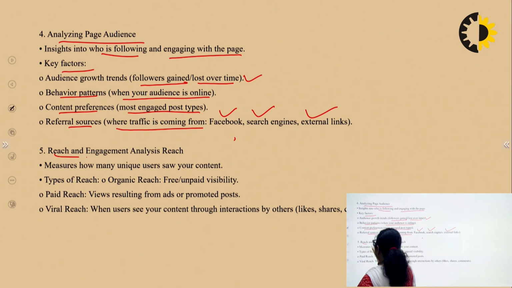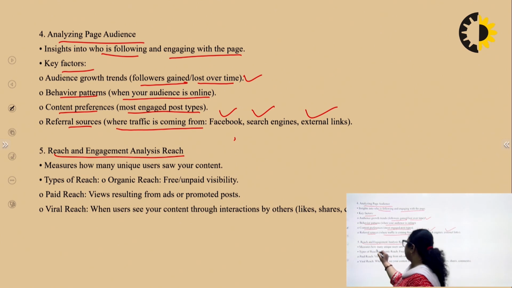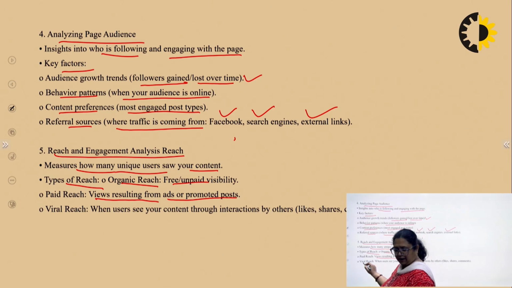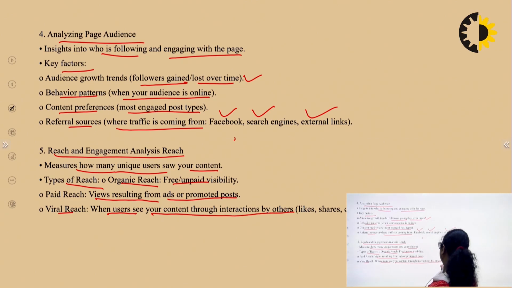Next is reach and engagement analysis. Reach, what does it do? It measures how many unique users saw the content. There are types of reach. Organic reach means unpaid or free visibility. Paid reach means views resulting from ads or promotional posts. Viral reach is when users see your content through interactions by others, like shares and comments.